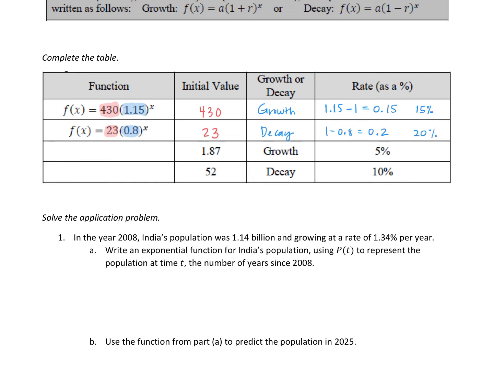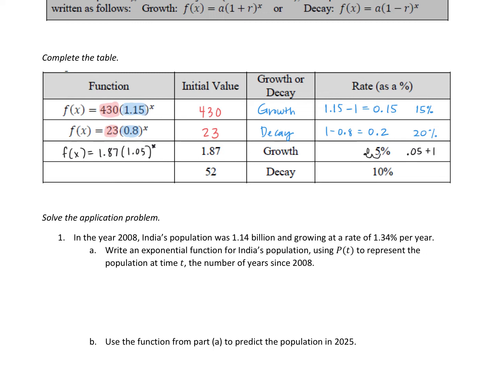Okay, so now we're going to go the opposite way. They're giving us if it's a growth or decay. They're telling us the initial value, and they want us to write the function. So we always start off with function notation, f of x. Our initial value is 1.87 times a growth with 5%. So 5% as a decimal, you can divide by 100 or move the decimal over twice to the left, is 0.05. And then you add that to 1. So it will be 1.05 raised to the x.